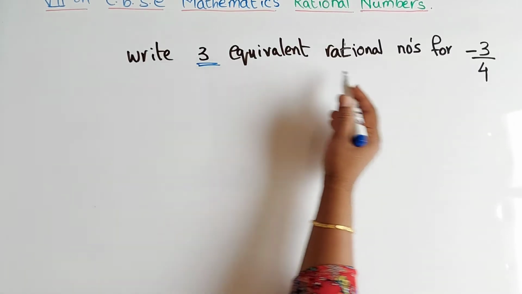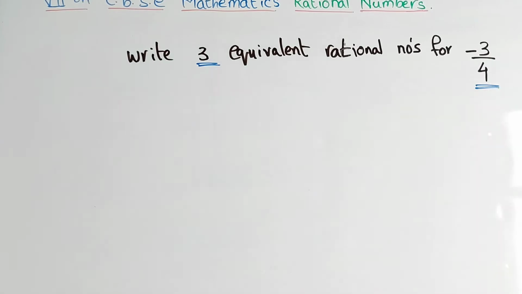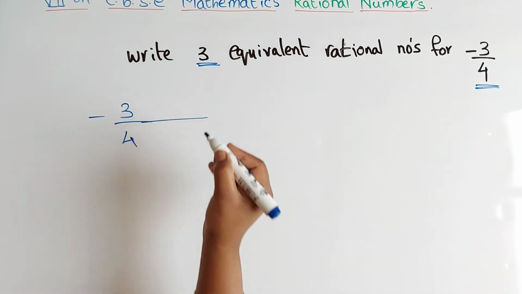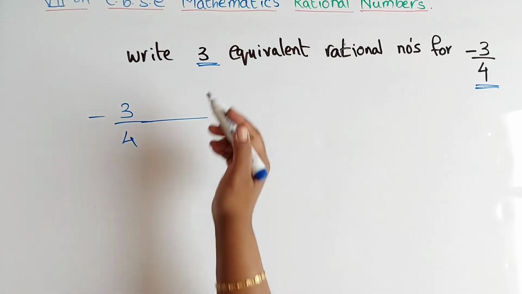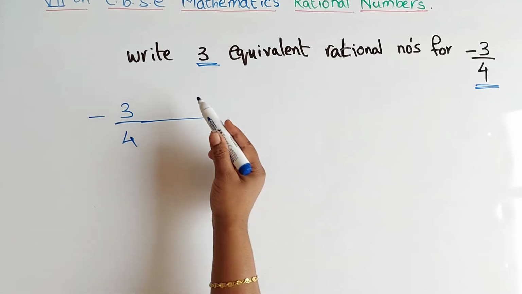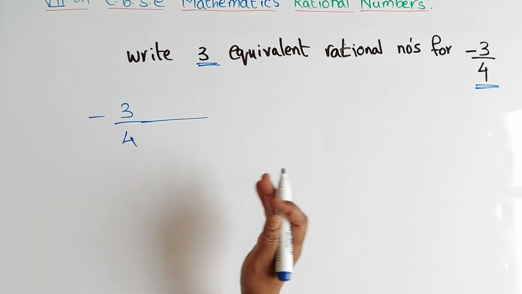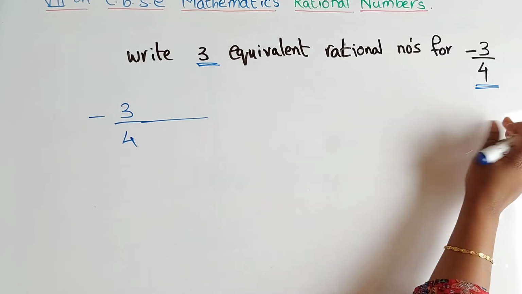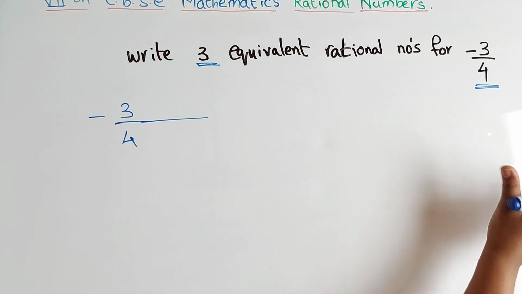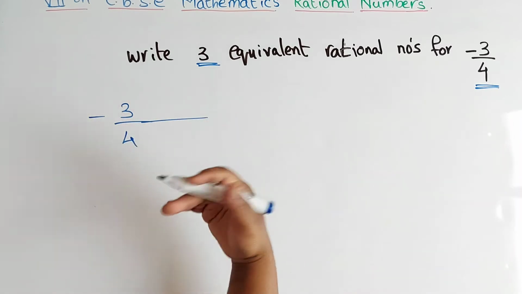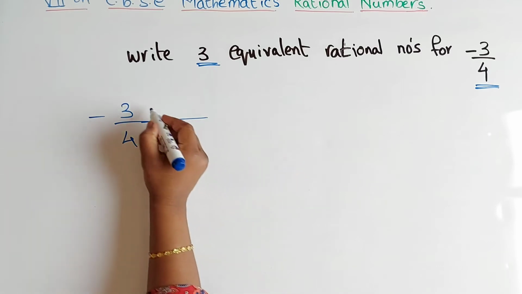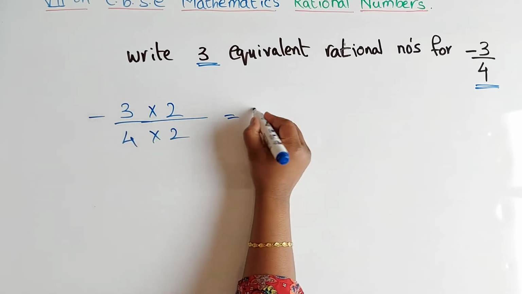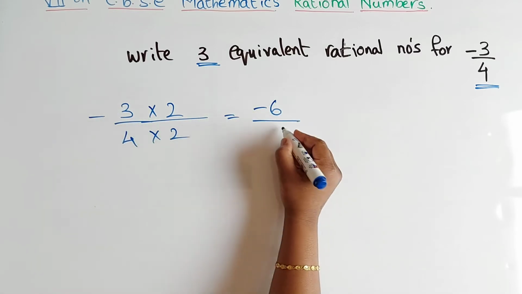Write 3 equivalent rational numbers for minus 3 by 4. Let's start children. Here minus 3 by 4. What we have to do here? By multiplying the numerator and denominator of a rational number by the same non-zero integer, we will obtain the equivalent rational numbers for the given rational number, children. So now we have to multiply with the same number, any same integer. Okay, let us take 2 here. What is the answer? Minus 3 into 2, minus 6, by 4 into 2, 8.